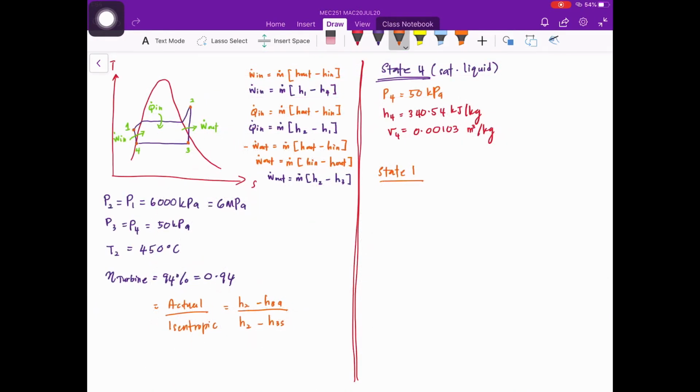Next, we're going to find the enthalpy for state 1, that is leaving our pump and before entering our boiler. The information that we have for state 1 is the pressure, 6000 kilopascal, and the specific volume at state 4 is equivalent to the specific volume at state 1. We are going to use this equation in order for us to find the enthalpy for state 1, since we have the enthalpy at state 4, the specific volume at state 4, the pressure at state 1, and the pressure at state 4.